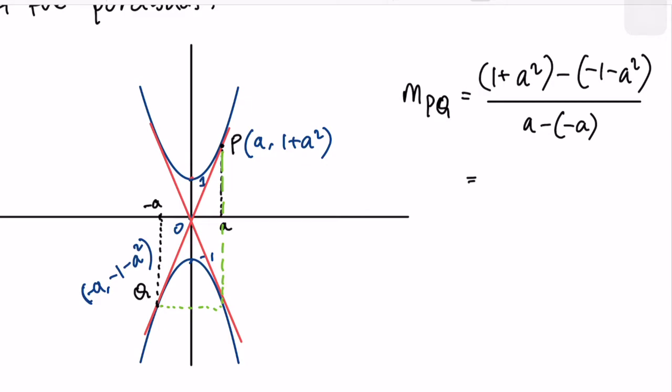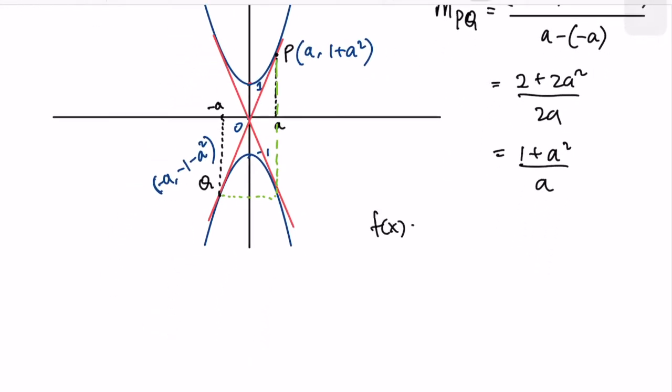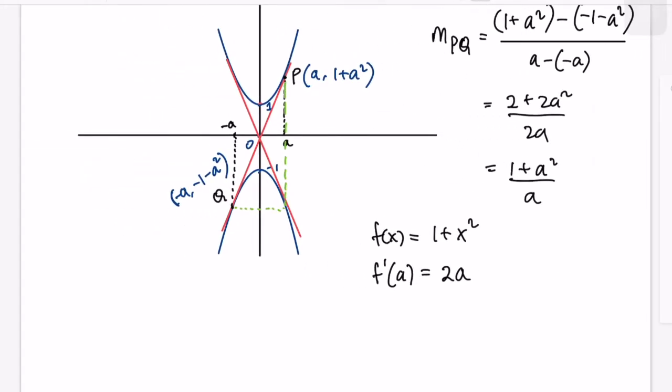This results in 2 plus 2A squared over 2A, or we can say 1 plus A squared over A. Now let's observe the function 1 plus x squared. We know that f prime at A is 2A. Then this should have the same slope as 1 plus A squared divided by A. Solving these equations, we get 2A squared equals 1 plus A squared. So A squared equals 1, so A is plus or minus 1.